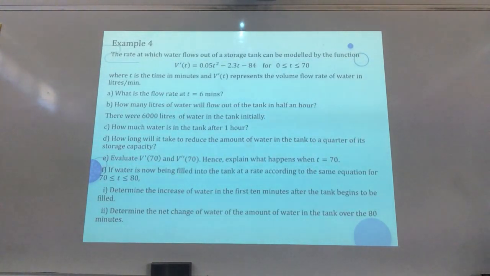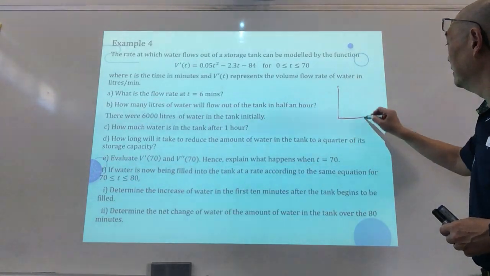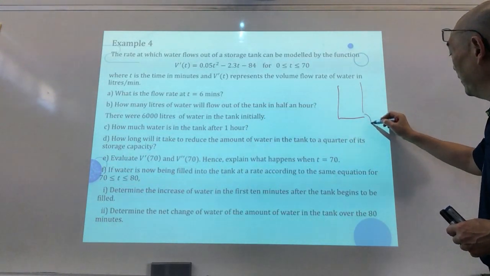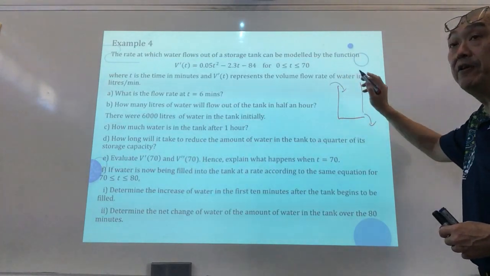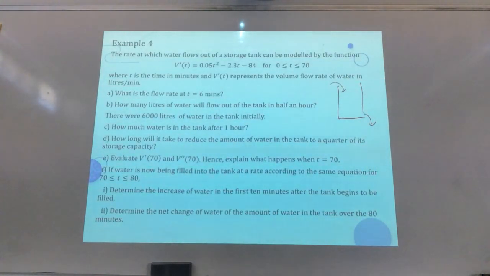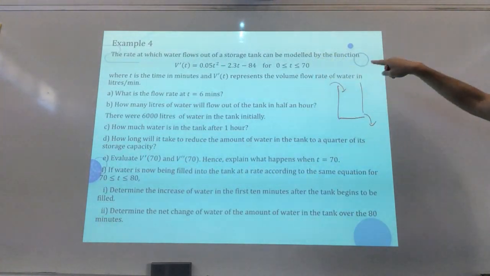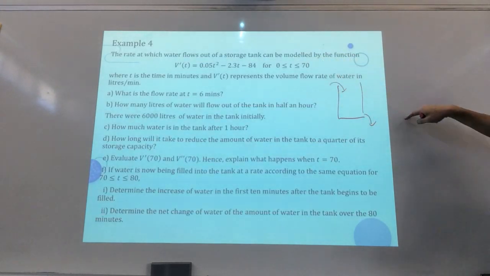Alright? So realize that you could have a situation here. This is flowing out, but it could be something flowing in as well. So this is a tank, and this is modeling the volume, the rate of the flow out. That is what you've got to think about.